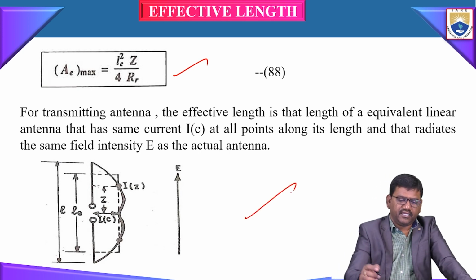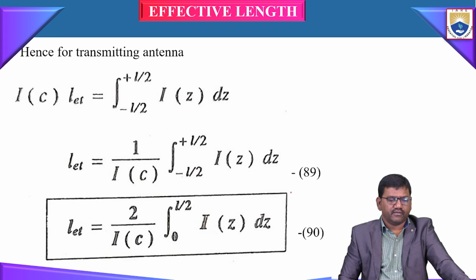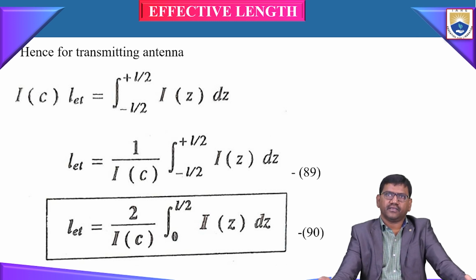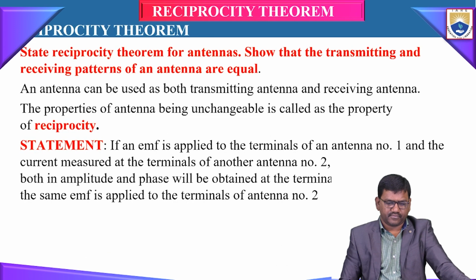Similarly, for the transmitting antenna, we can write the effective length of the transmitting antenna as 1 by I0 times the integration from 0 to L by 2 of I(z) dz.